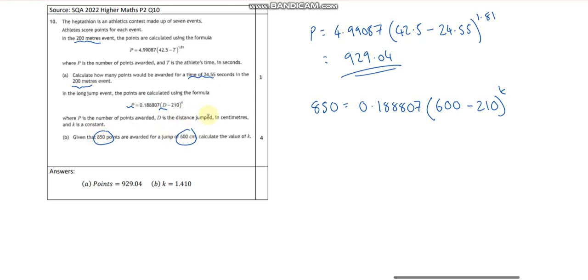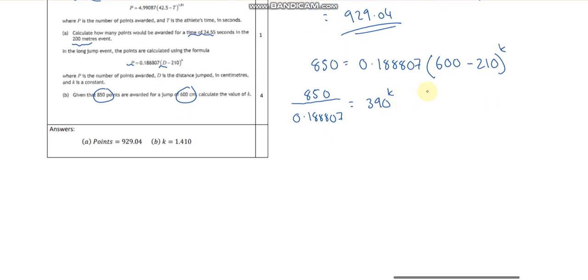So what do we do? Well, we just rearrange it. So 850 divided by 0.188807. So that's going to be equal to, and I can just do the sum for this, can't I? I'll call that 390 to the power of K. Fantastic. And how do I get K down? Well, I'll take natural logs of both sides. So I'll take the natural log of this, 850 divided by 0.188807, and that'll be the natural log of 390 to the power of K.